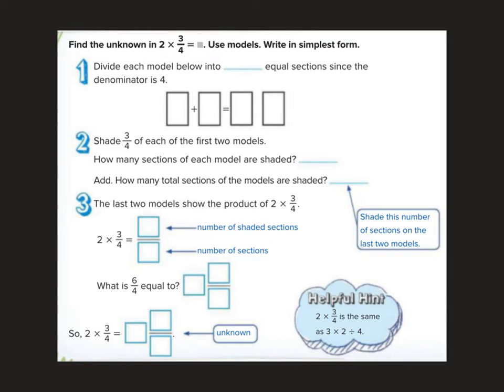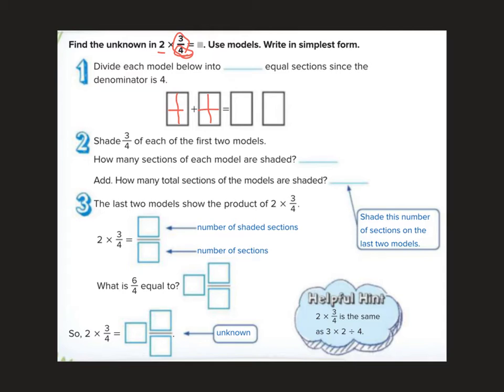Find the unknowns. So here we're doing 2 times 3/4. Now this is not so easy as the last one because that numerator is not 1. So we're not just doing a simple division problem here. Write it in simplest form. Divide each model below into 4, right? The denominator always tells us how many total pieces are in each group. So I need to divide it into 4 equal pieces.